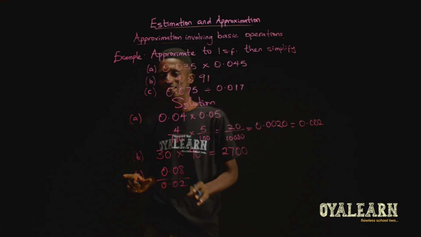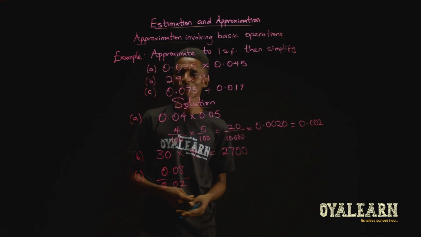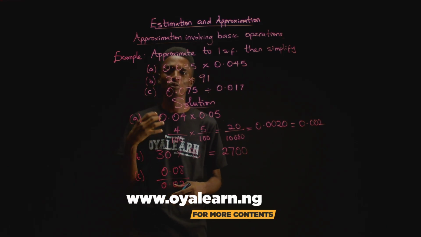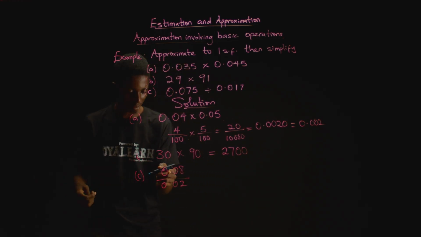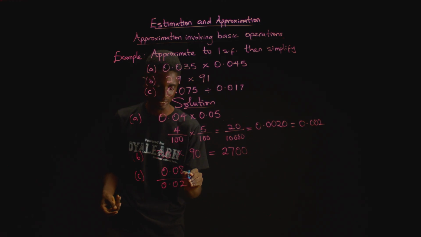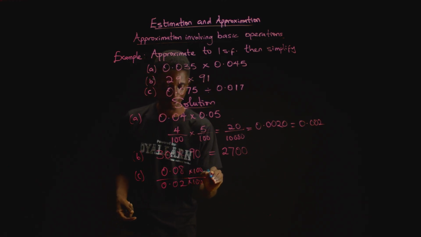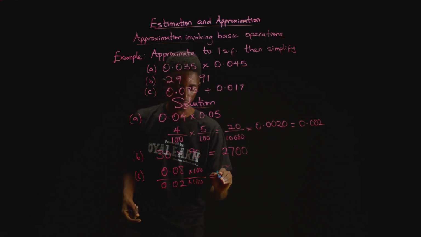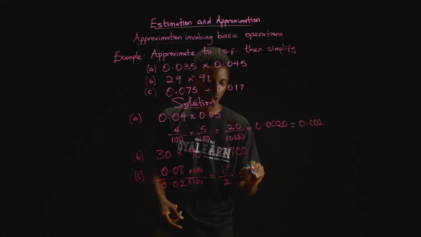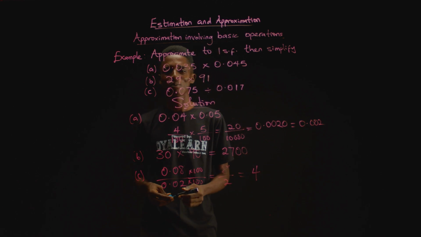To solve this easily, remember that you can get the equivalent of this fraction in such a way that whatever you do to the numerator, you do the same thing to the denominator. In order to eliminate the decimal point, I can multiply by 100 since there are 2 decimal places. So multiply this by 100 and this one also by 100, and we get 8 over 2. 8 divided by 2 will give us 4 as our answer. And that's the solution to this problem. Thank you.